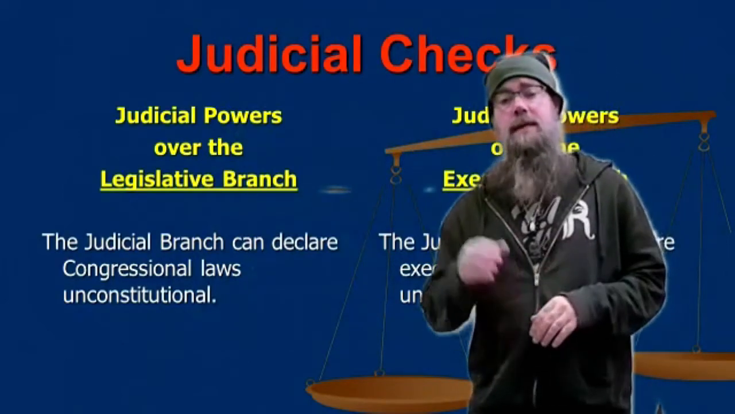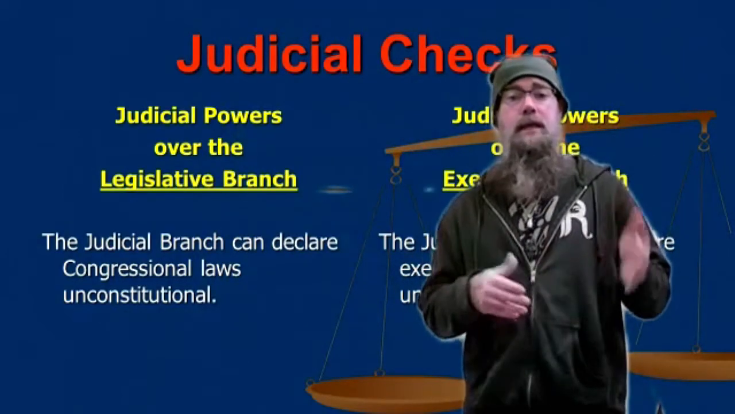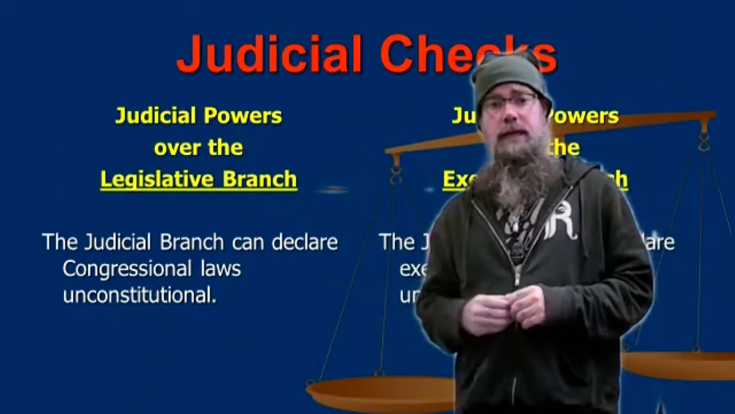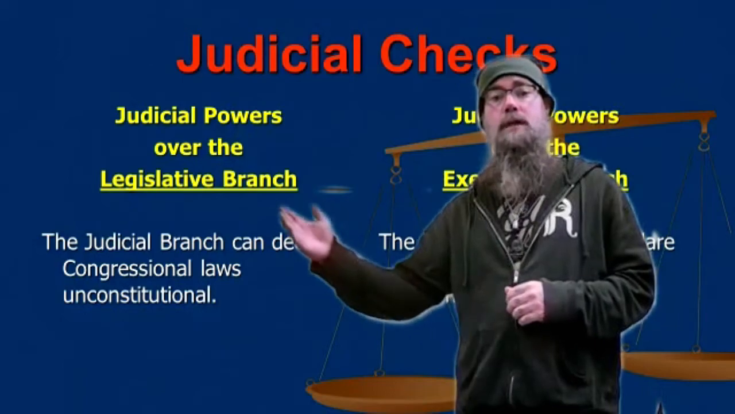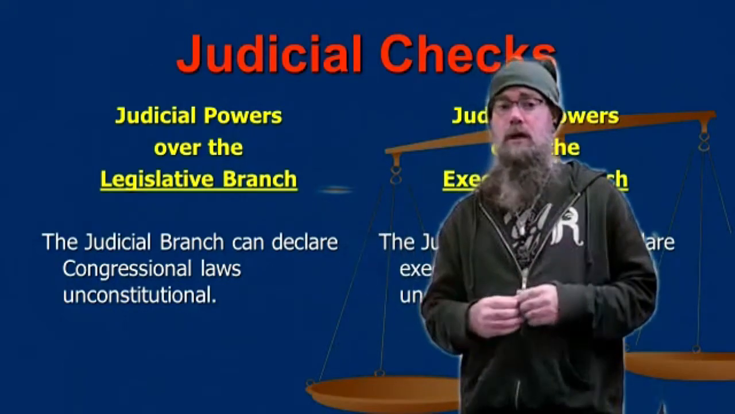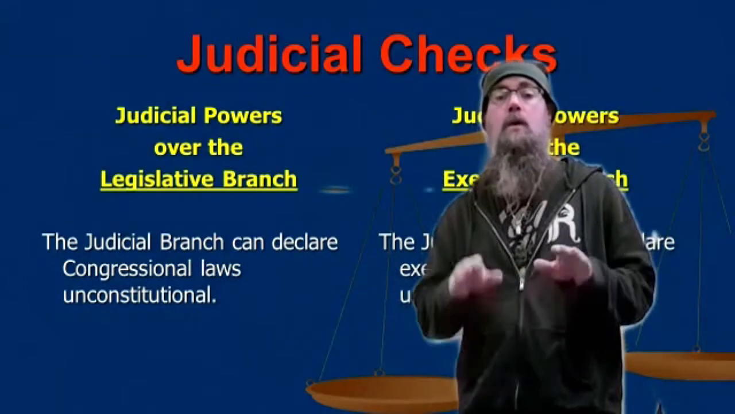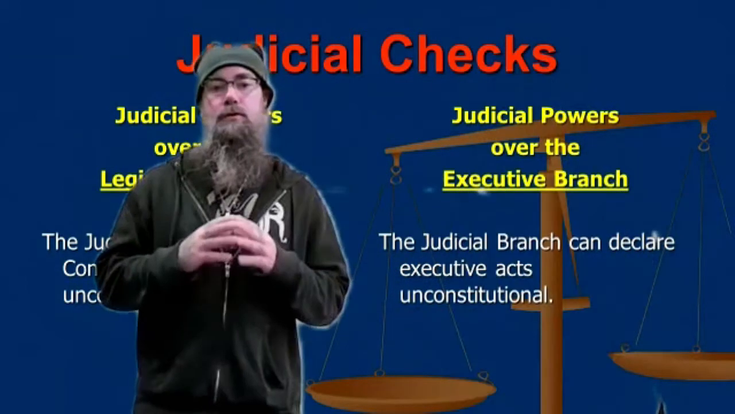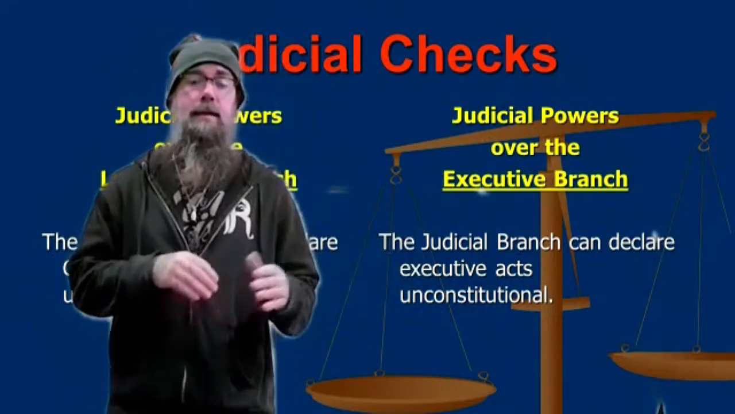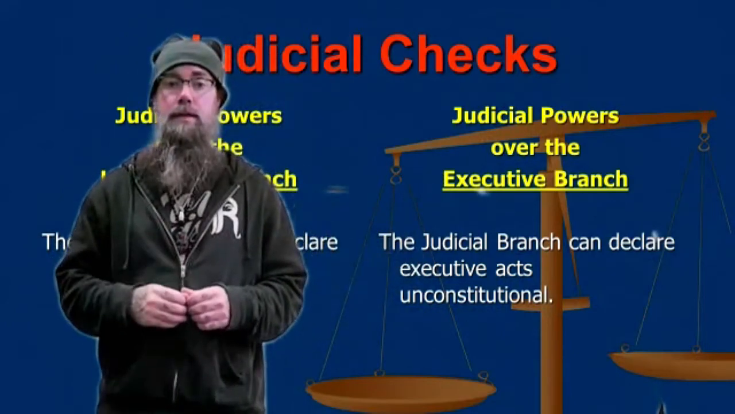So the U.S. government has a system of checks and balances. Each of the three branches has a check and a balance of the other. So the judicial checks, what power do they have over the legislative branch? The judicial branch can declare that congressional laws are unconstitutional or that they are constitutional. Judicial checks on the executive branch include declaring executive acts either constitutional or unconstitutional.